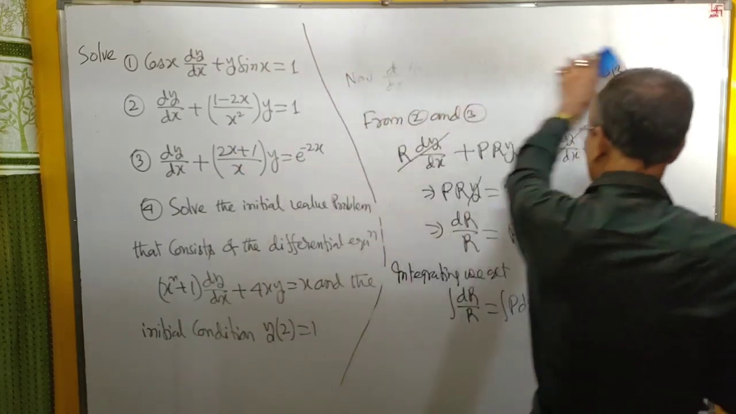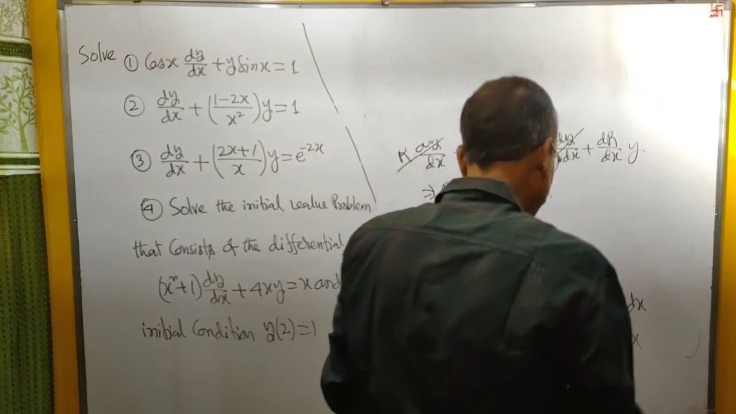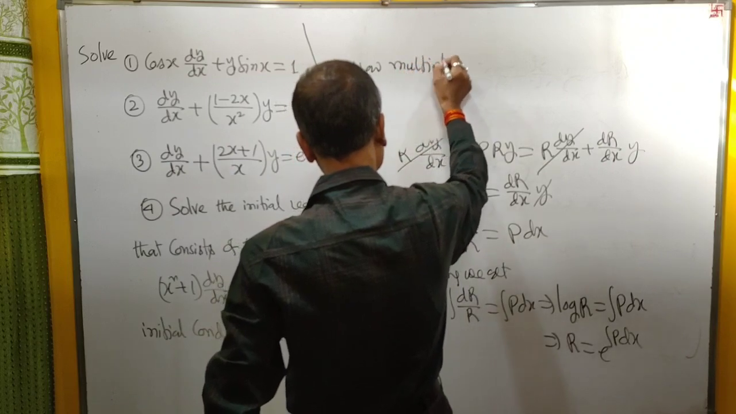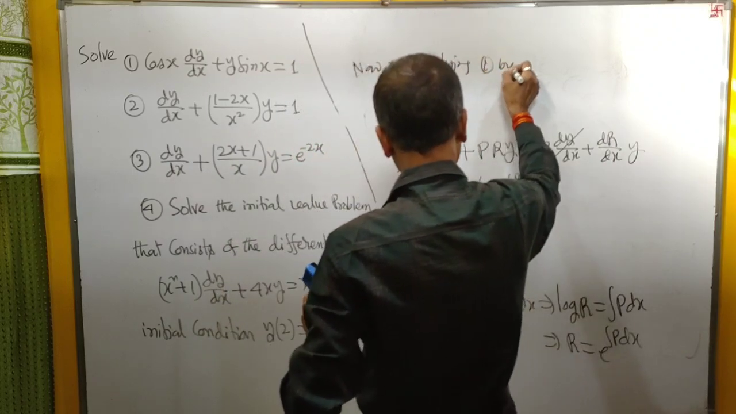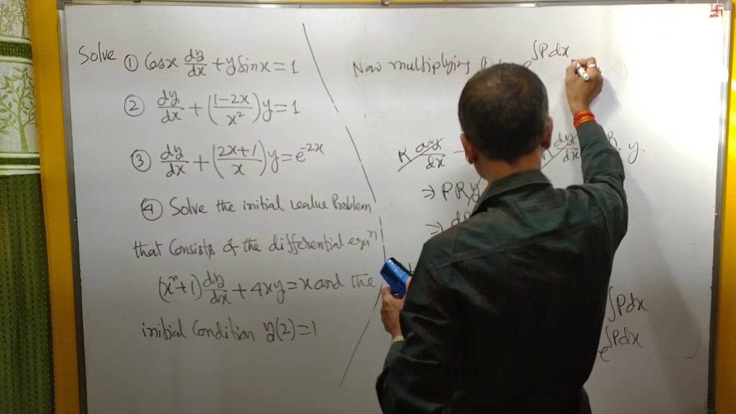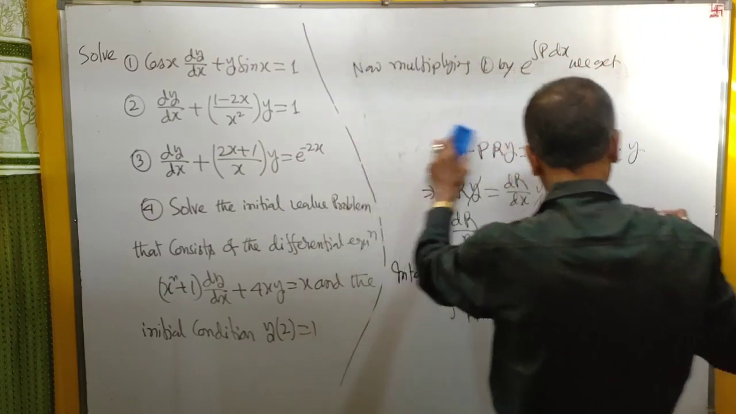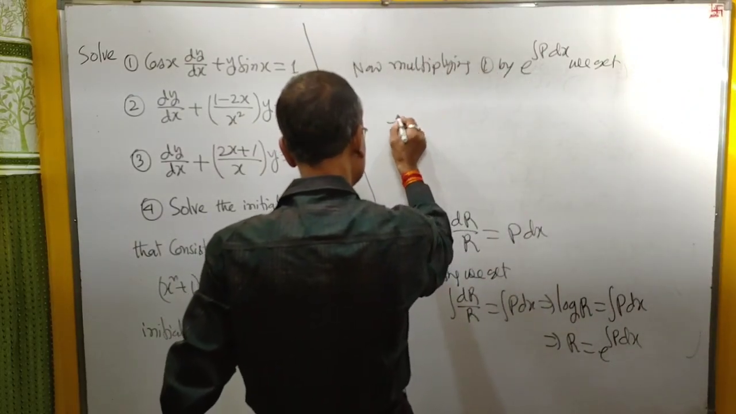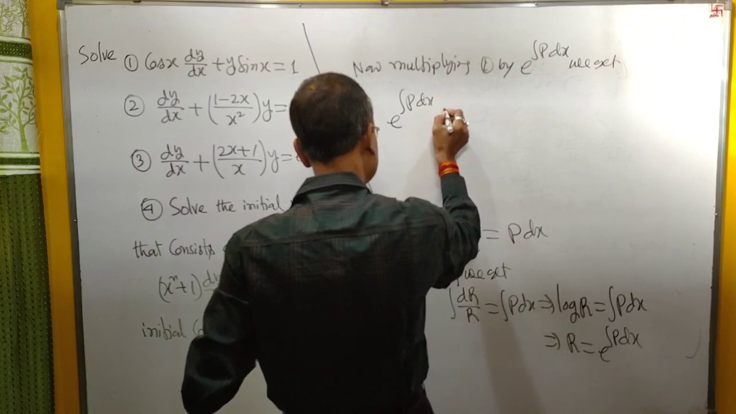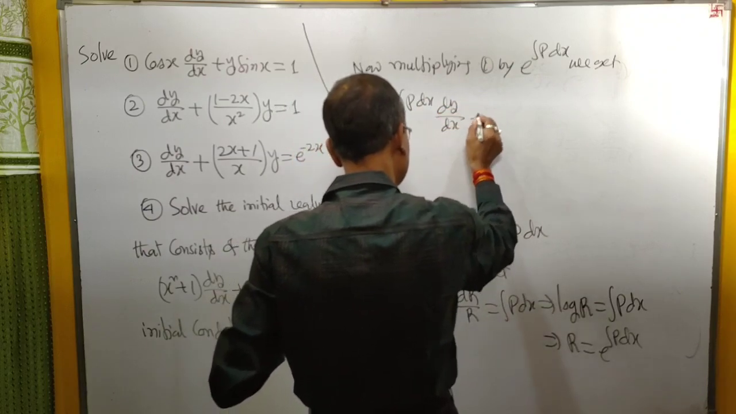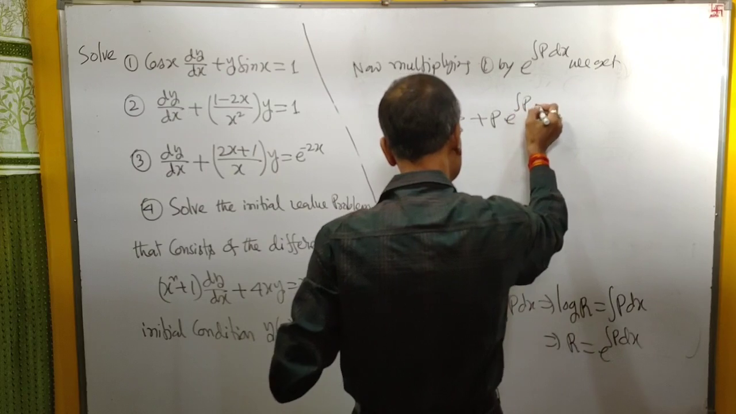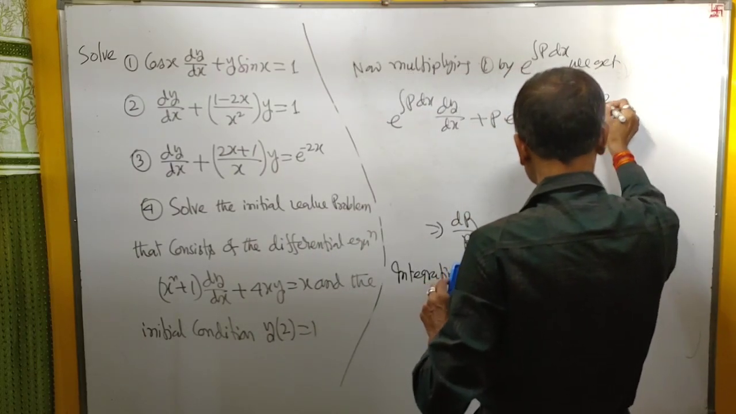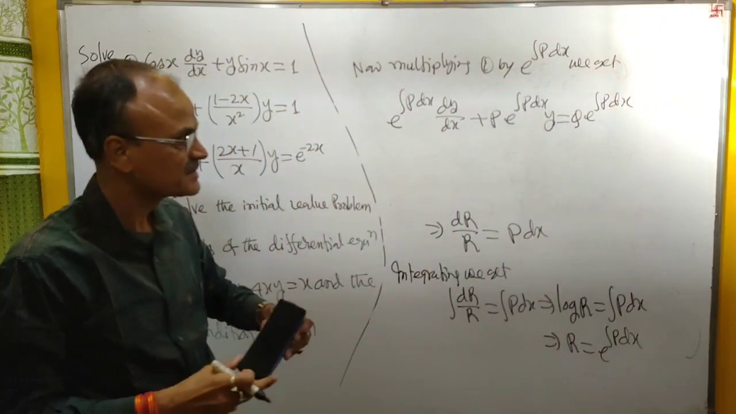Now if you multiply equation 1 by e to the power integral p dx, we get e to the power integral p dx times dy by dx plus p times e to the power integral p dx times y equal to q times e to the power integral p dx. You will get this one.